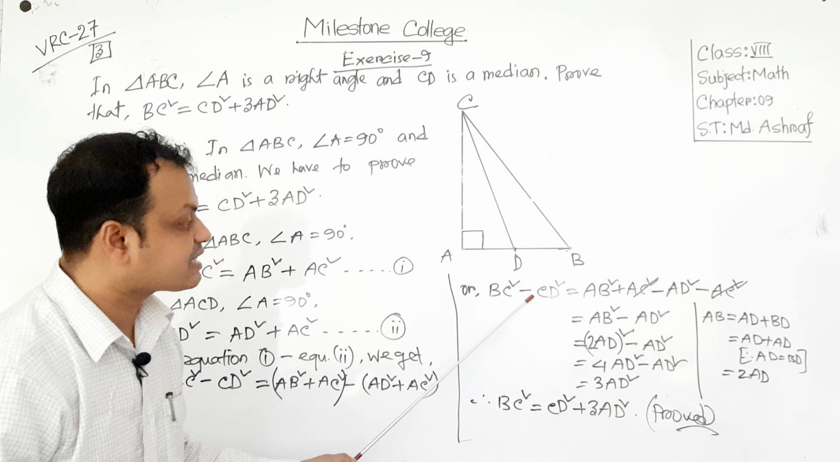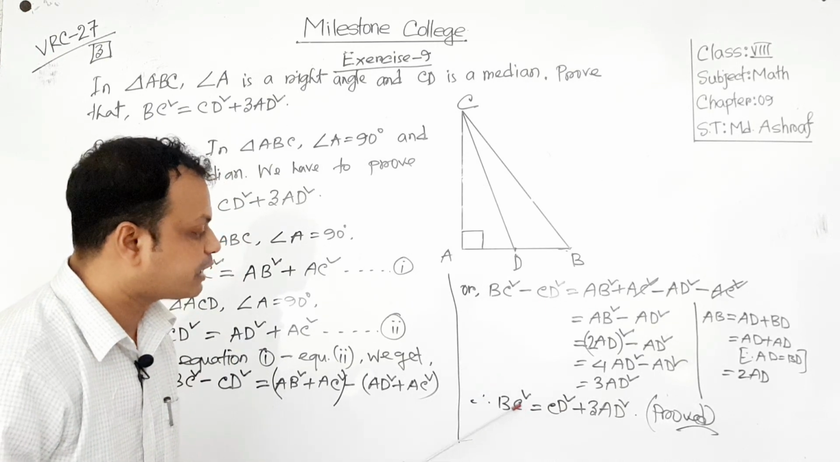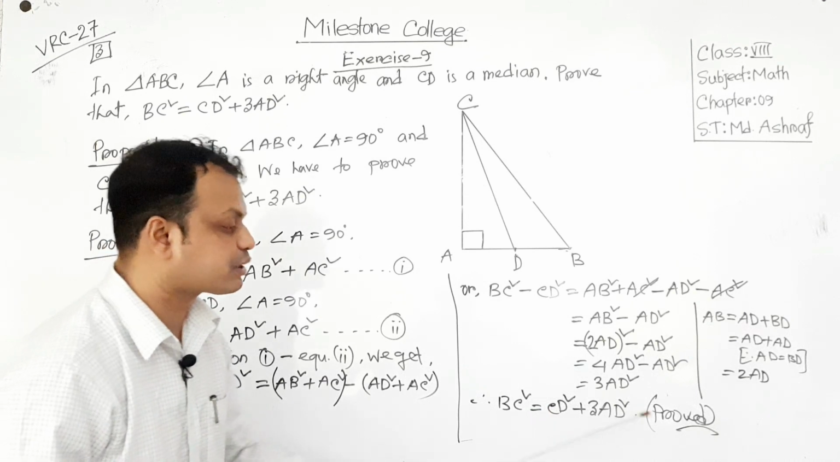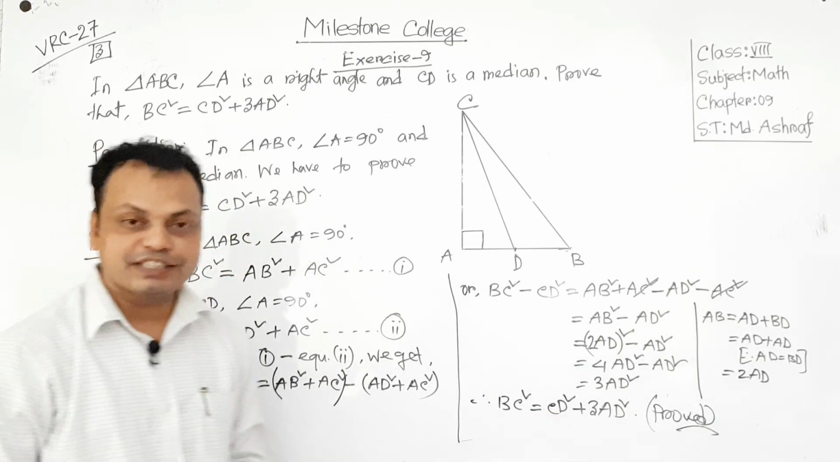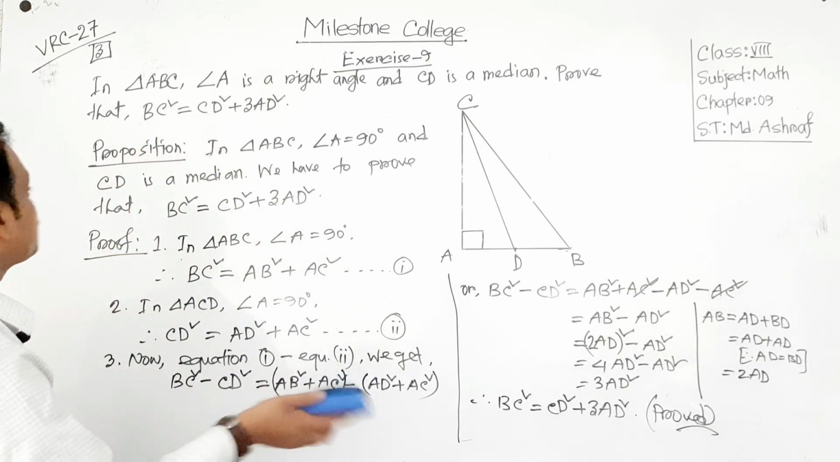Okay, so change the side of CD. Then how will it be? Minus CD becomes plus CD square. So therefore BC square equals CD square plus 3AD square and the proof is completed. I think all of you have got this one. Then we will go to the next one, number 4.